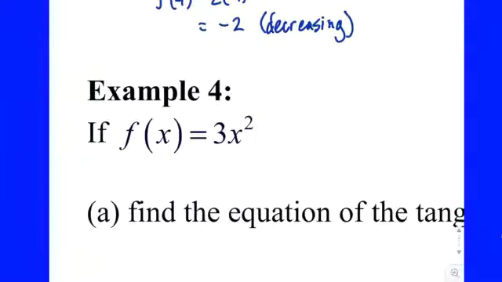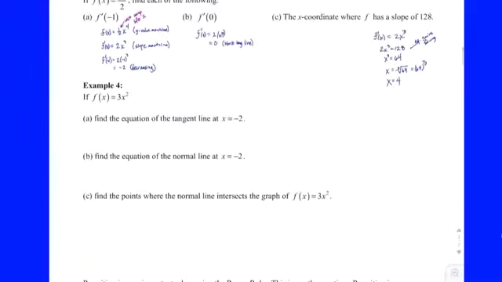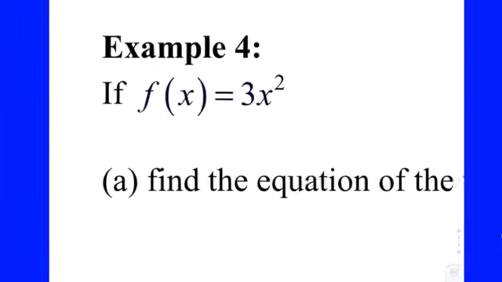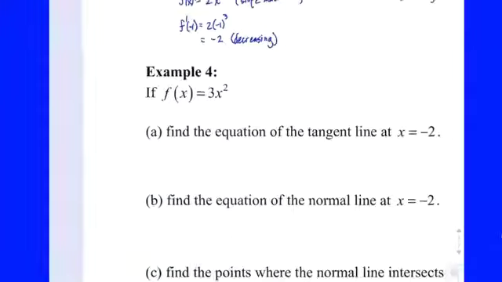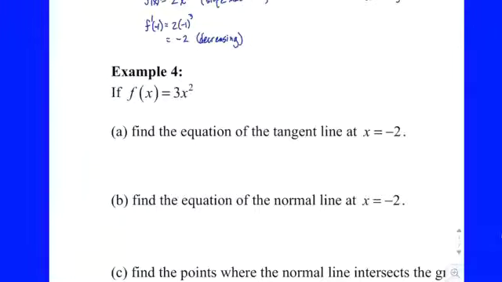All right, example 4, kind of the same thing, another multiple step question, free response style. f of x is 3x squared. Find the equation of the tangent line at x equals -2. Okay, so here's a question now where you need to kind of map out a strategy.